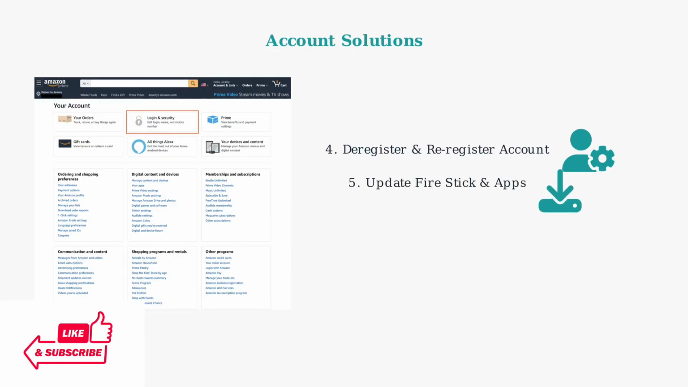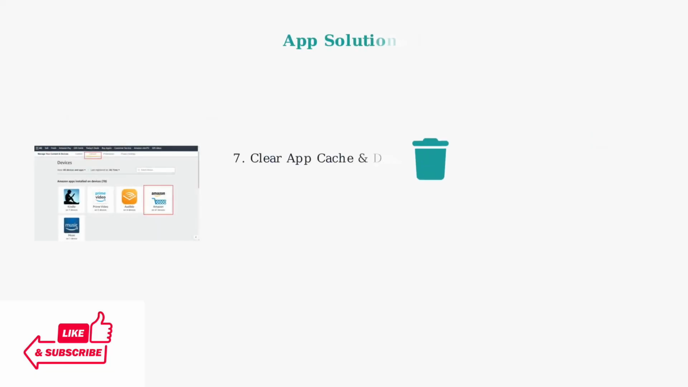Make sure your Fire Stick software and apps are up to date. Outdated software can cause compatibility issues with content access. Check your Amazon account settings to verify that your country, region, address, and payment information are all correct and up to date. For app-specific issues, try clearing the cache and data for the affected app.